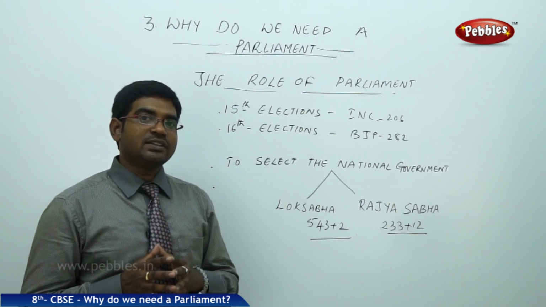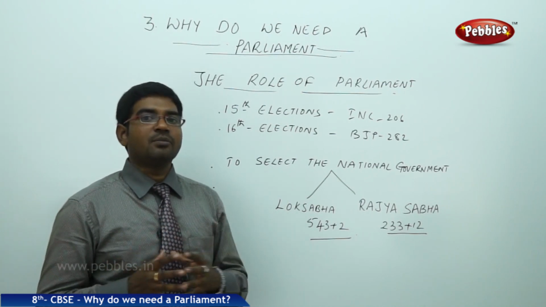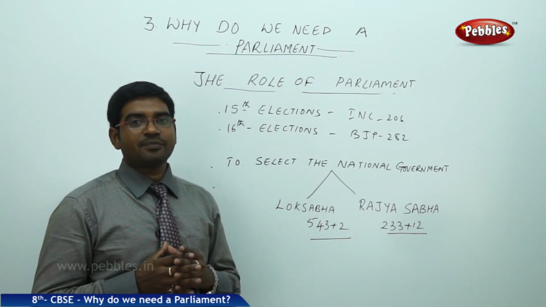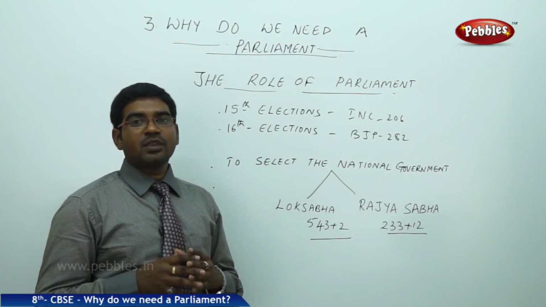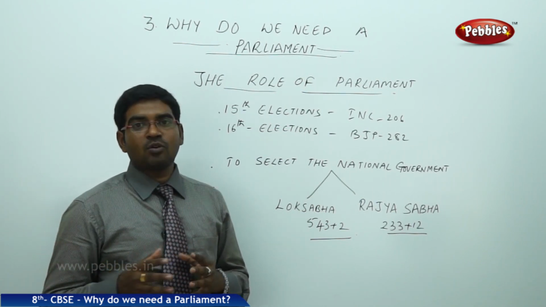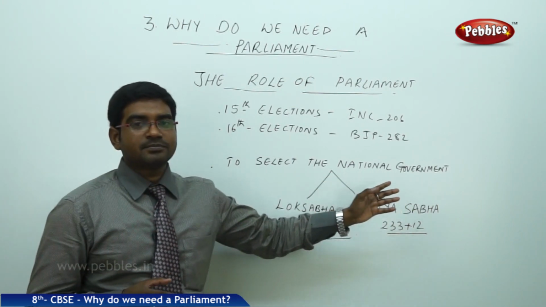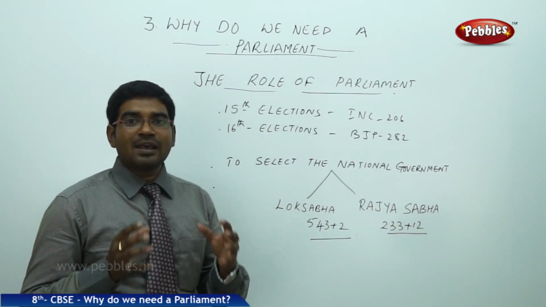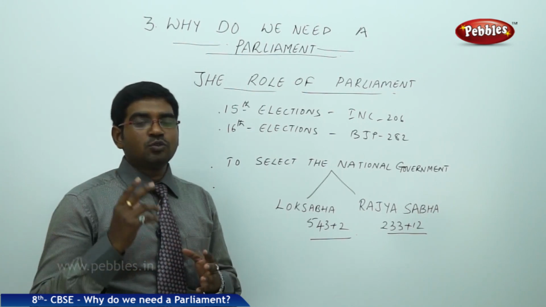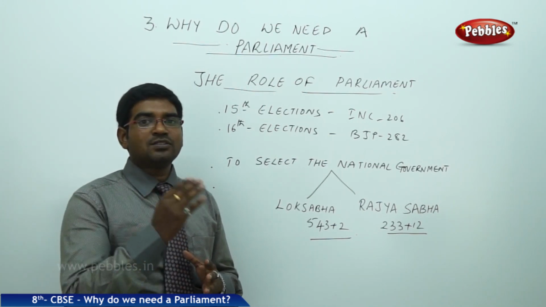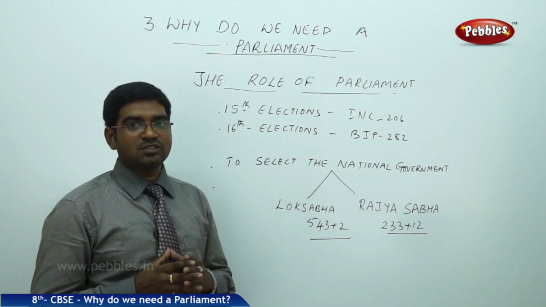Now we will discuss in detail what Parliament is, what it contains, how the members are elected, and what the role of the people is in this. To select the national government, first of all, in Parliament we have two major houses. One is Lok Sabha, the other one is Rajya Sabha.